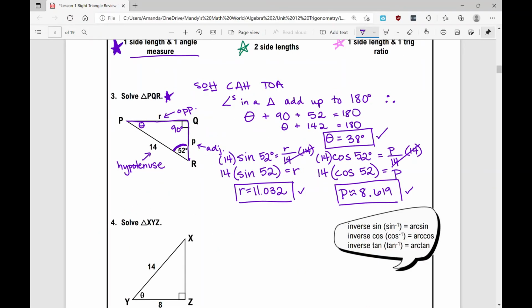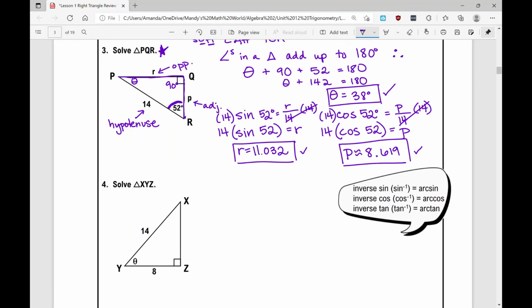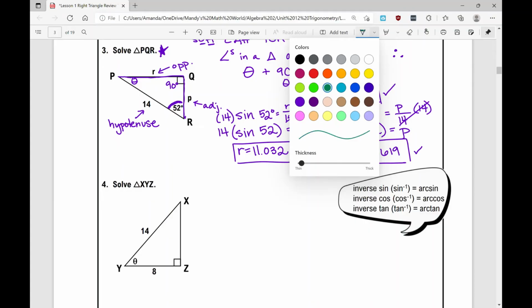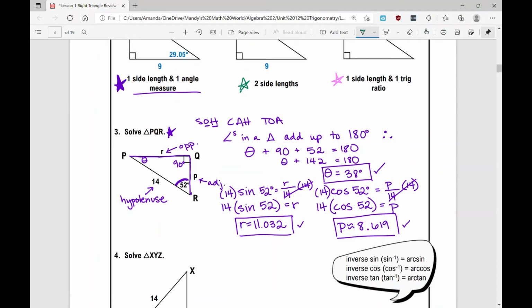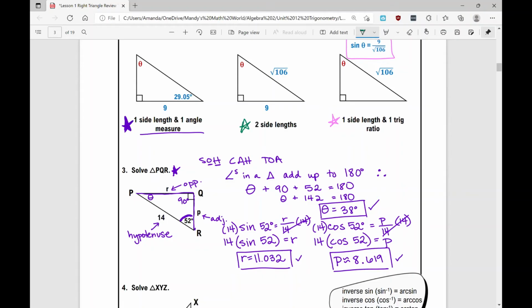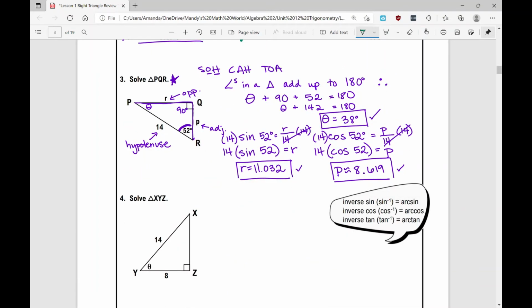In example number 4, it says to solve triangle XYZ. In this particular triangle, I'm given the lengths of two sides, but I am missing the angle measures and the length of one side. So that's a lot like this one right here. Okay, so that's like this star that I'm coloring in green. That's a lot like example number 4. Okay, so what do we do first?